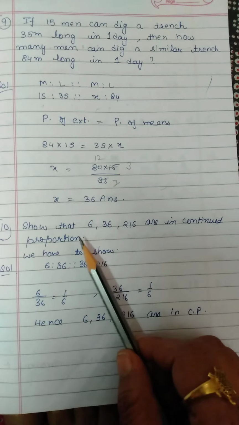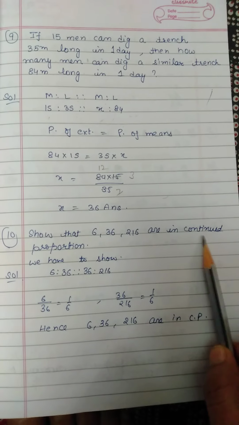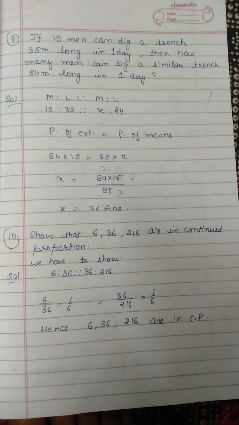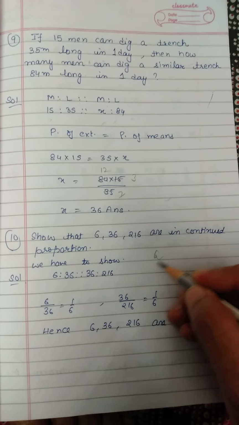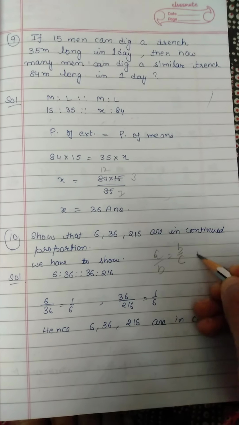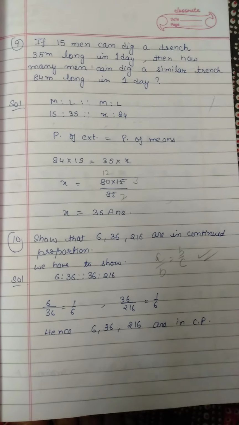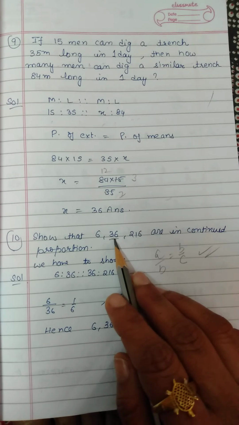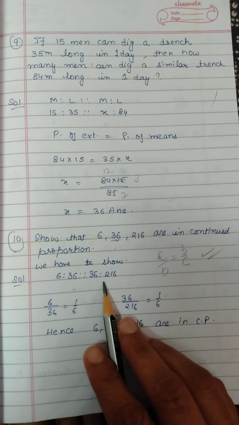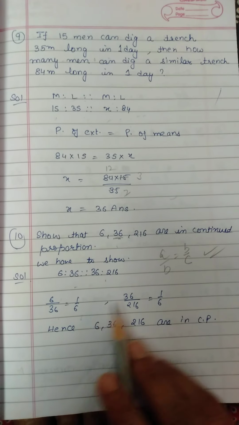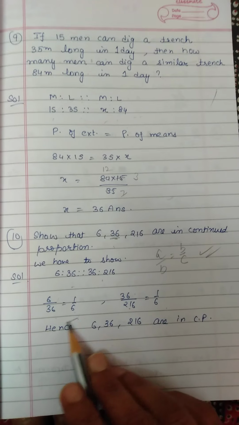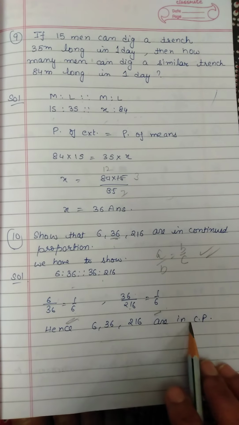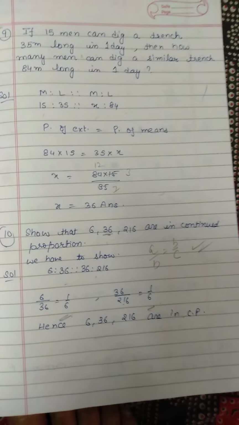Same calculation. Show that this is in continued proportion. In continued proportion, we have to see that a by b should be equal to b by c. I told you that in the properties. So that's why we repeated it. 36 and 36. 6 by 36 is 1 by 6. 36 by 2, 1 6 is 1 by 6. Because these are the same ratio, hence it is in continued proportion.